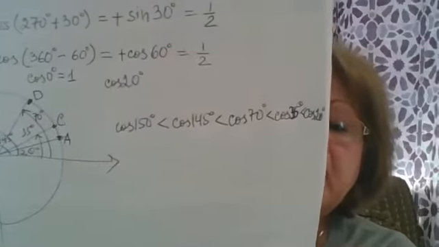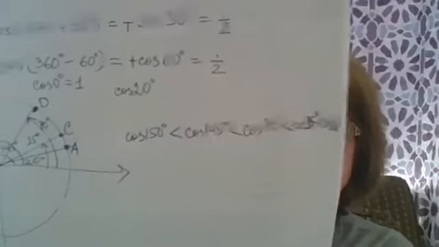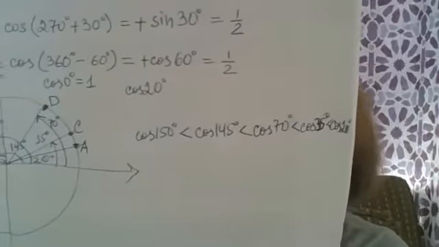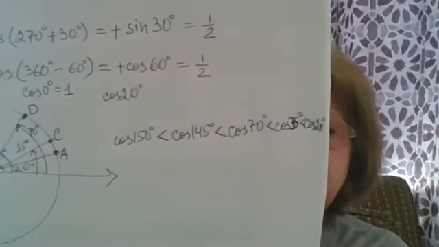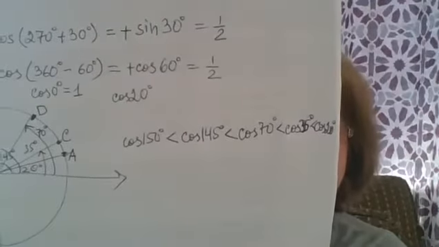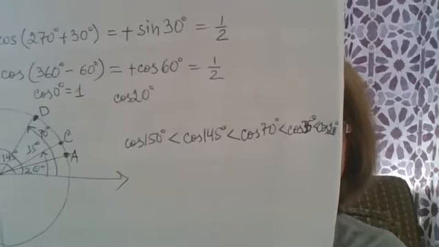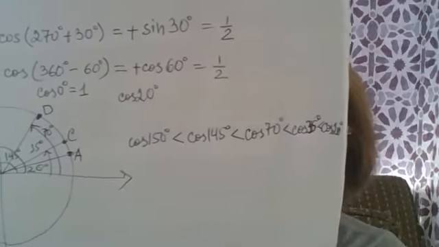I don't have enough space. I squeezed a little bit. This is how I wrote it down. You can write them in that kind of form with symbols of inequalities, or you can just list them putting commas between values. But the smallest value was cosine of 150 degrees.